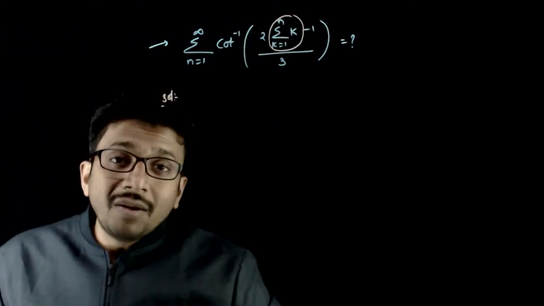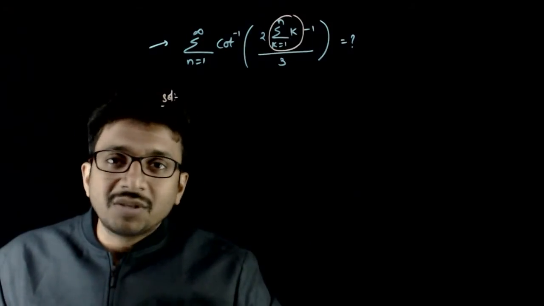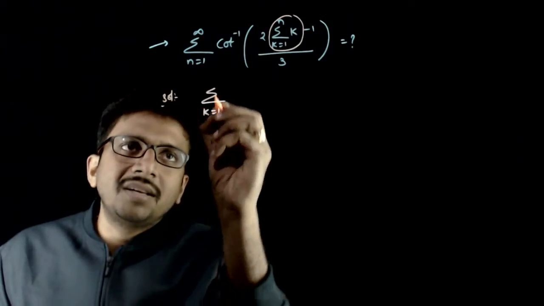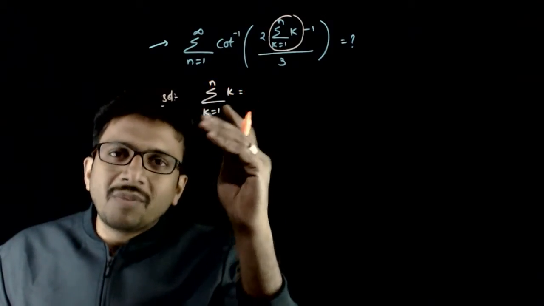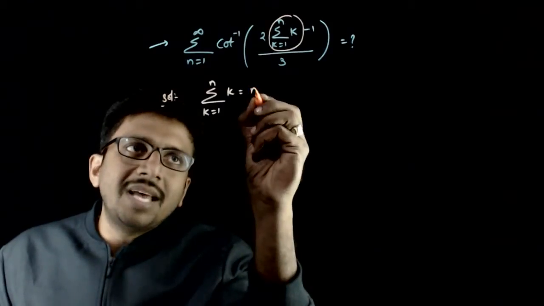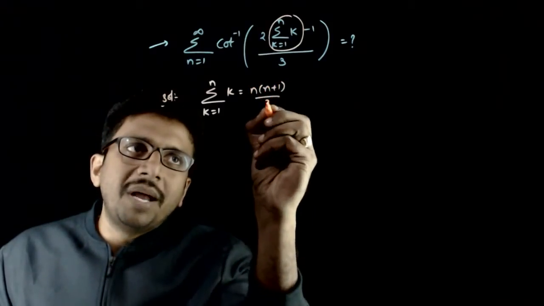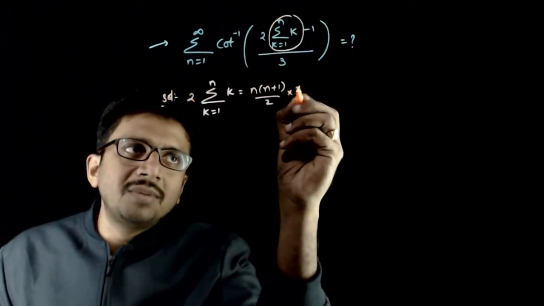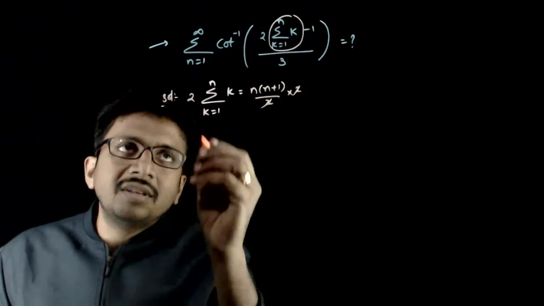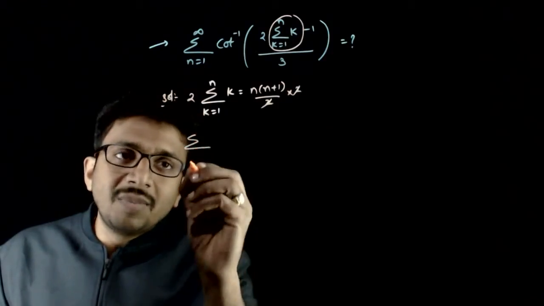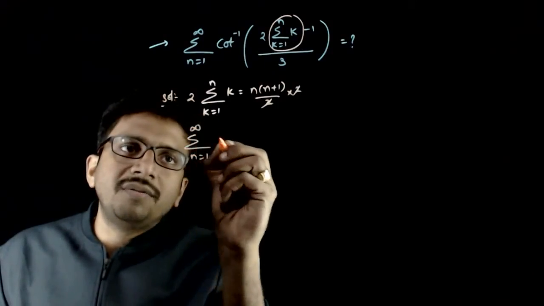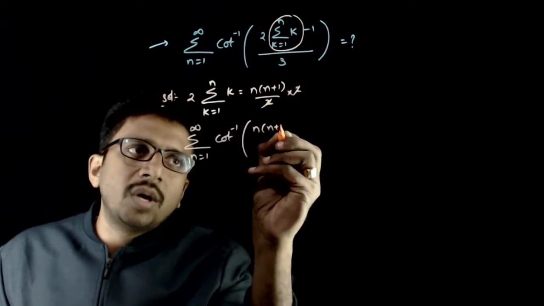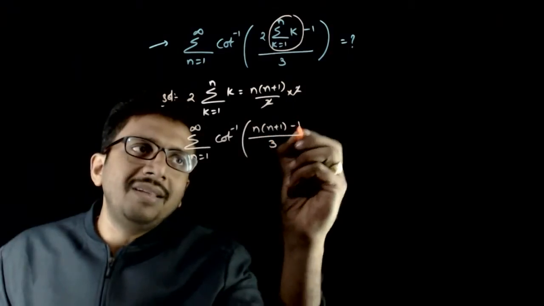You know what this expression is? Sigma k equal to 1 to n of k is nothing but n into n plus 1 by 2. You have a formula in series and sequences where you say that the sum of k from 1 to n is 1 plus 2 plus 3 up to n, which is n into n plus 1 by 2. So what is 2 times this? 2 times this, so the 2 gets cancelled. So this sigma becomes the sum from n equal to 1 to infinity of cot inverse of n into n plus 1 minus 1 by 3.